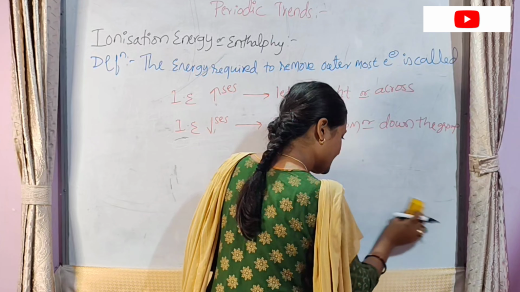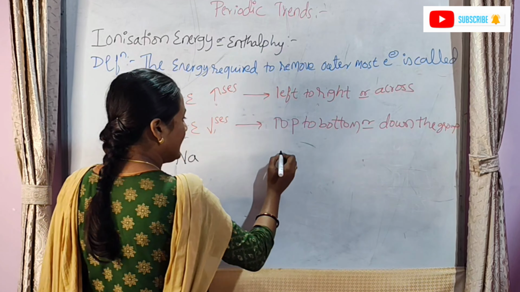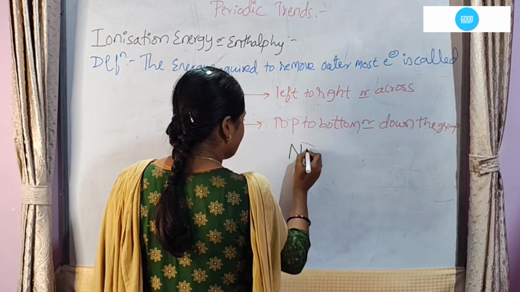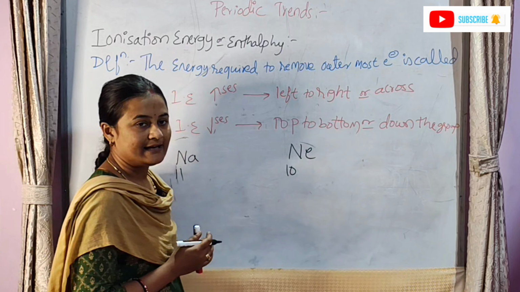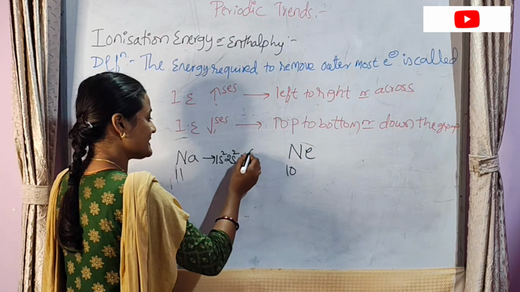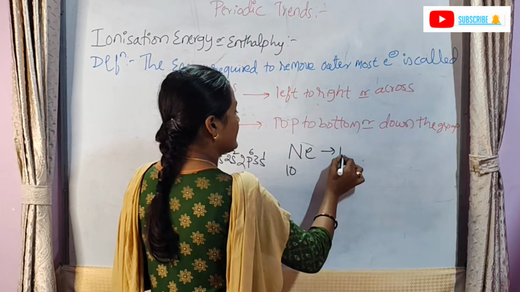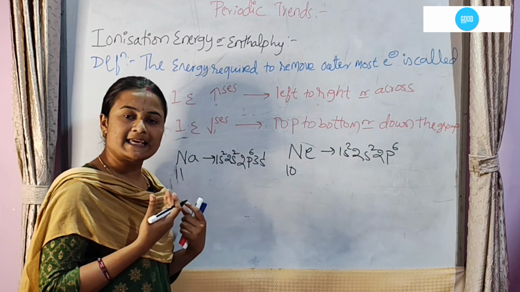Another example is sodium and neon. Sodium has atomic number 11, neon has atomic number 10. If you write the electronic configuration of sodium, it is 1s2, 2s2, 2p6, 3s1. Neon is 1s2, 2s2, 2p6. Same reason here.